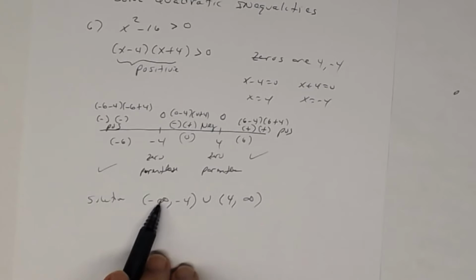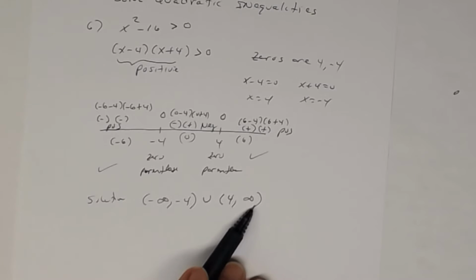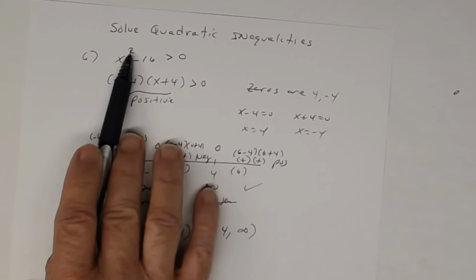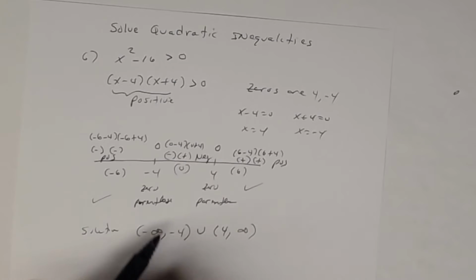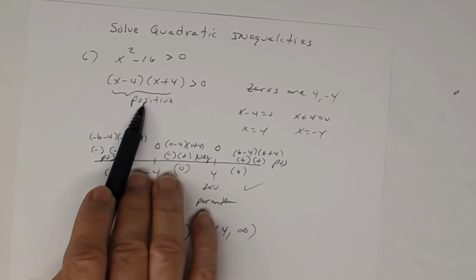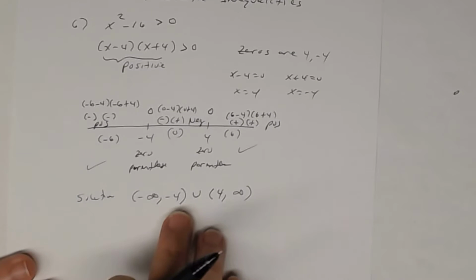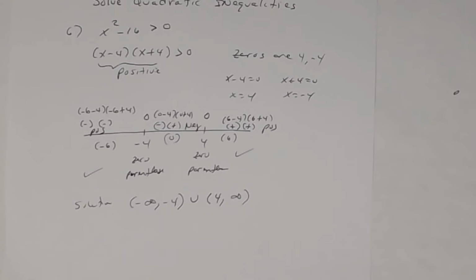So what you found is that any real number between negative infinity and negative 4, or between 4 and infinity, will make this inequality a positive number. You cannot use negative 4 and you cannot use 4, because that makes this 0, and you're not including 0. There's no equal sign, so that's why you see parentheses on negative 4 and 4. All right, number 7.